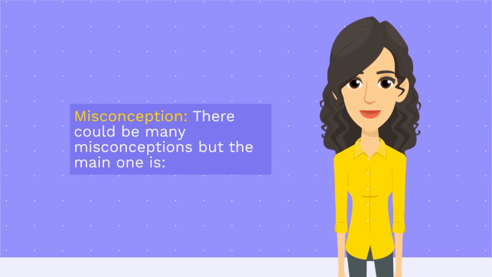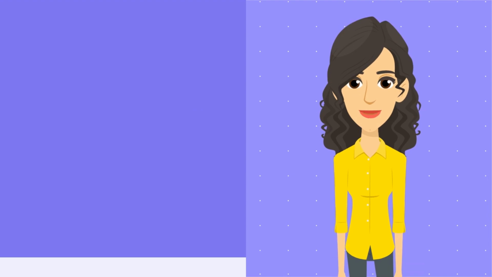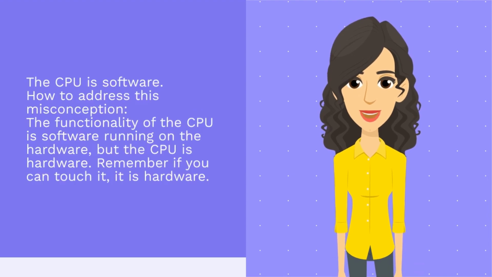Misconception. There could be many misconceptions, but the main one is that the CPU is software. How to address this misconception? The functionality of the CPU is software running on the hardware, but the CPU is hardware. Remember, if you can touch it, it is hardware.